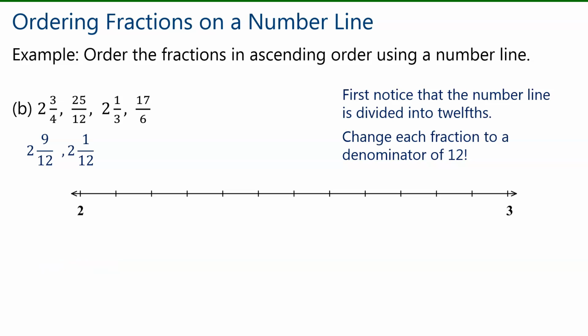Next, I have 2 1/3. So let me take 1/3 and write that with a denominator of 12. And I can do that by multiplying by 4. That gives me 4/12.